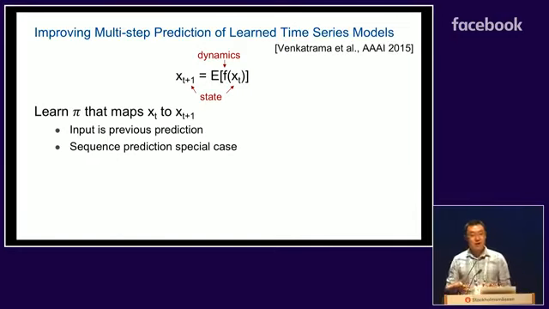And so to do forecasting, the goal then is to learn a policy pi that maps x sub t to x sub t plus 1, right? So in a sense, the input to the policy is the policy's own previous prediction. And so this is a special case of sequence prediction because the input is fully determined by the previous prediction.